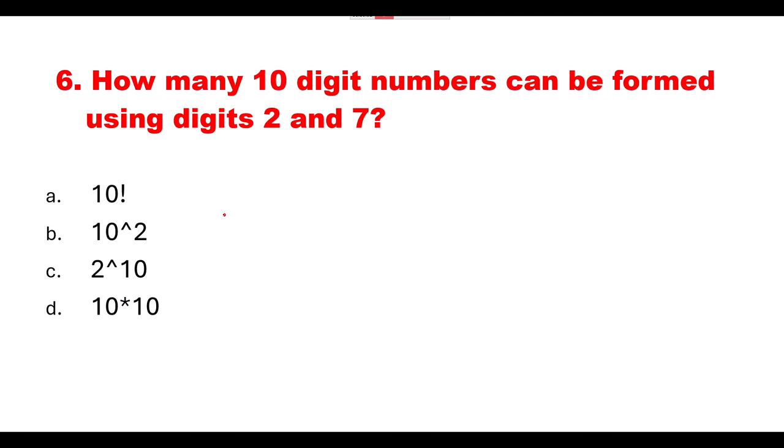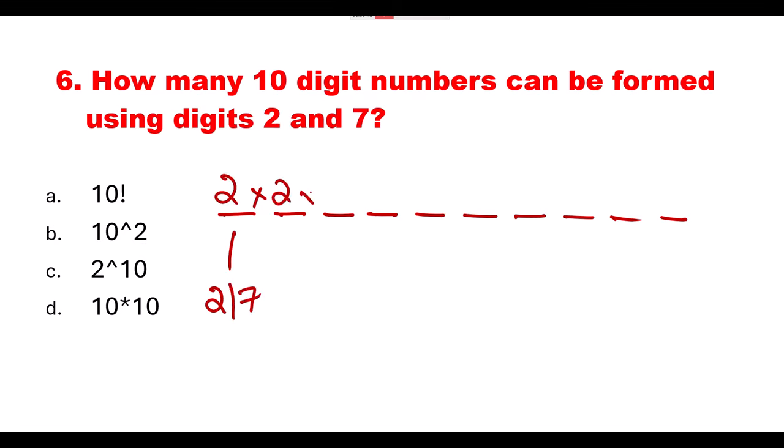There are 10 slots as it is a 10 digit number. Each slot has two chances, 2 or 7. By default, repetition is allowed as they're asking to generate a 10 digit number using digits 2 and 7. So the answer is 2 power 10.